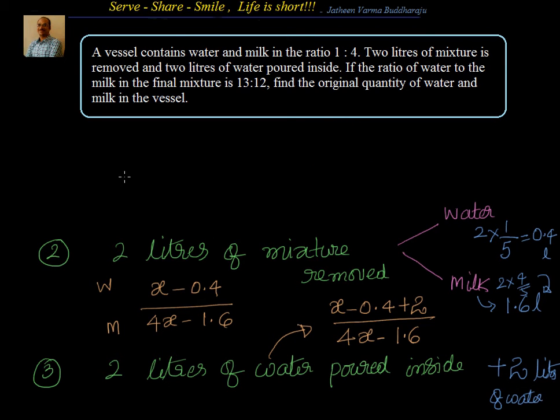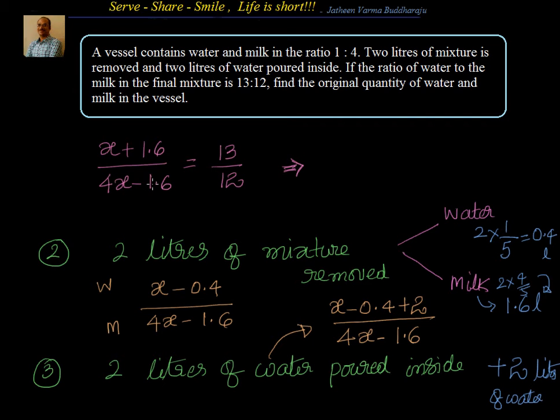So now, if you simplify, we have (x + 1.6) divided by (4x − 1.6) equal to 13 by 12. You can straightforwardly go ahead and do the cross multiplication, or you can also apply componendo dividendo. Let's do componendo.